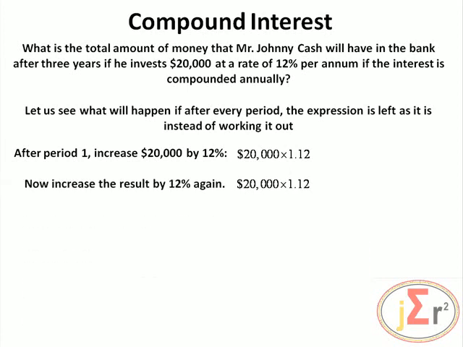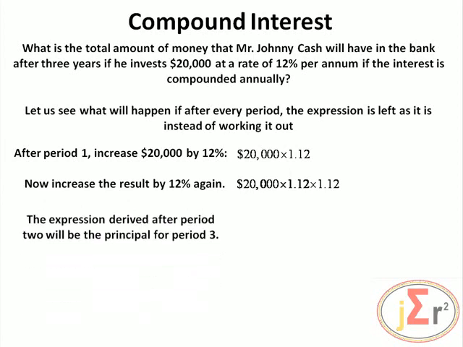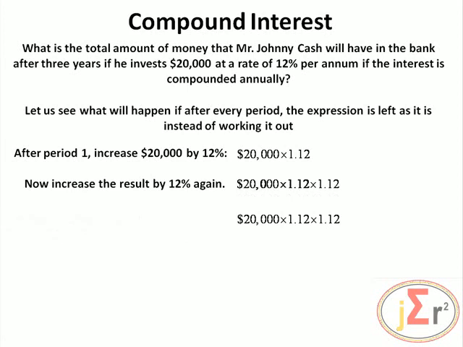Now increase the result by 12% again. Good. The expression derived after period 2 will be the principal for period 3. Good. See what happens? We are going to increase by 12% a last time. Good.